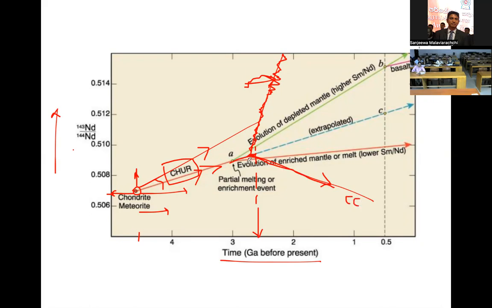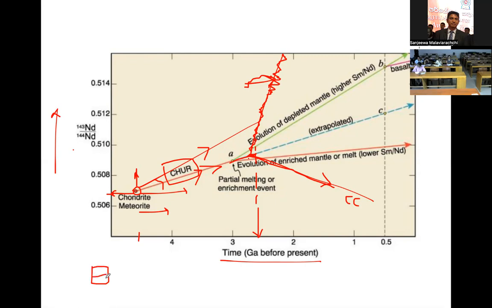and for the enriched mantle, if the mantle is enriched, it means more and more incompatible elements have gone into that mantle, because you remember we talked about the mantle and mantle depletion, right? Lower mantle and upper mantle, right?